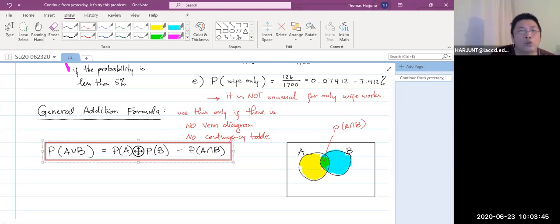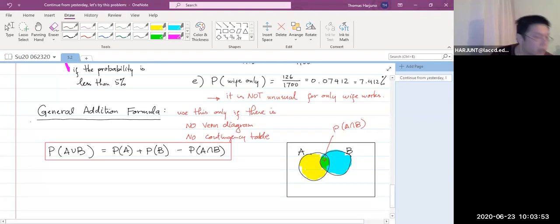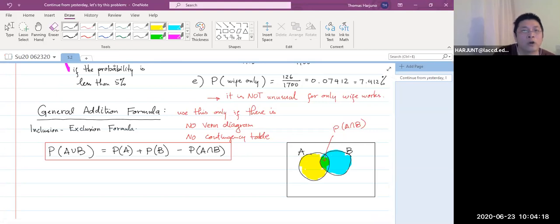Now, do not use this formula all the time. That's not good for you. It will take you too much time. In slightly more advanced textbooks, they call this the inclusion-exclusion formula, and there will be times when I call it the exclusion-inclusion formula. I hope I don't confuse you by doing so.